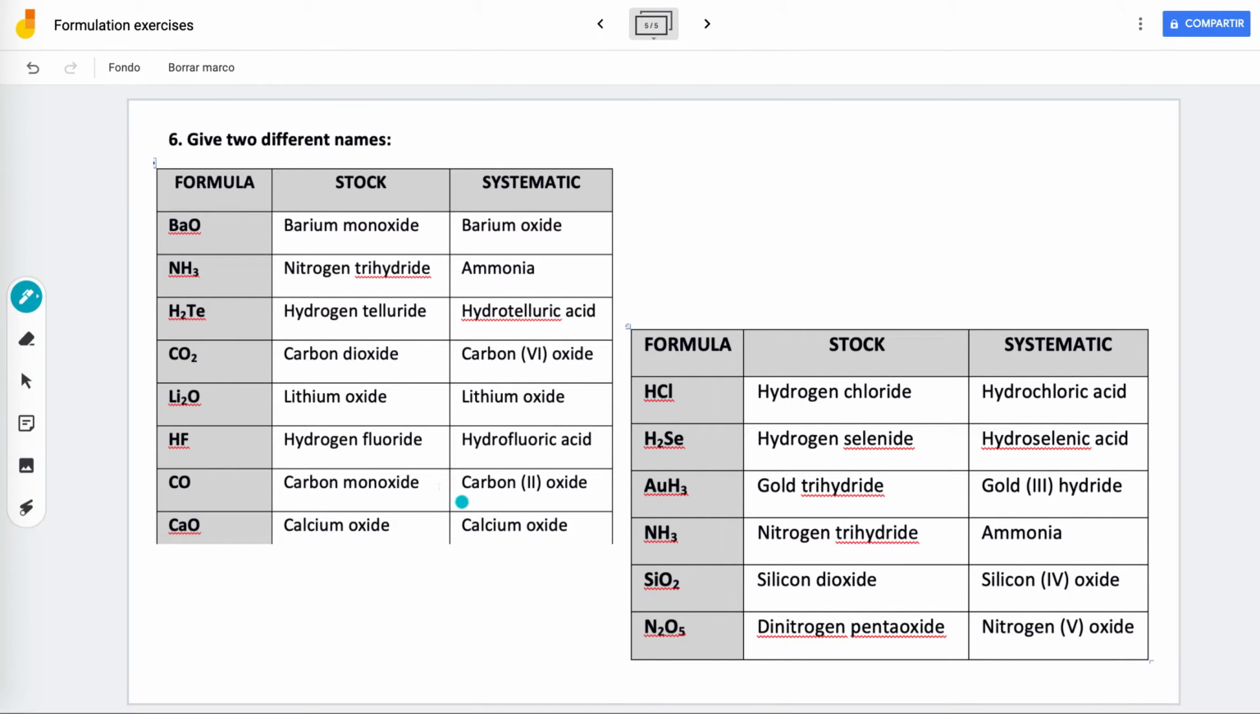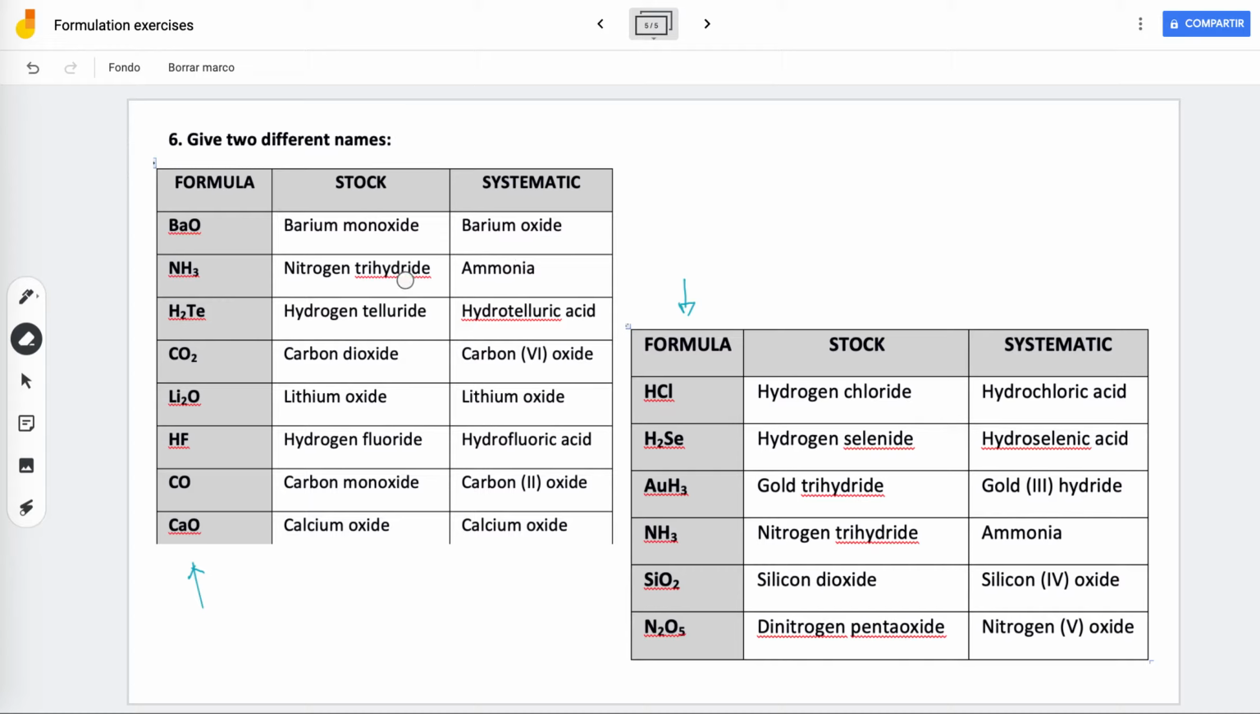We finish with the exercises with this chart. You had this column and you have to put the two names, stock and systematic, of these elements of the first column. Okay, barium monoxide in the systematic, barium oxide in the stock. Why don't we write in brackets that barium has oxidation number 2? Because it's the only oxidation number that barium can have. Earth alkali, yes, okay.